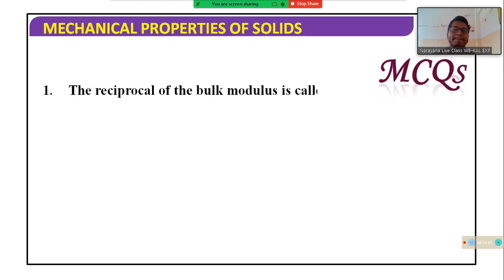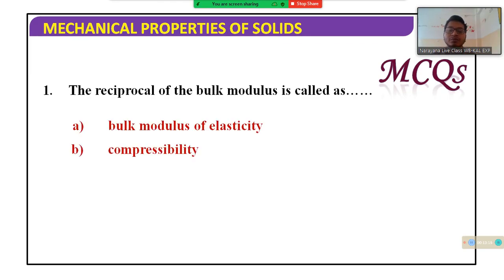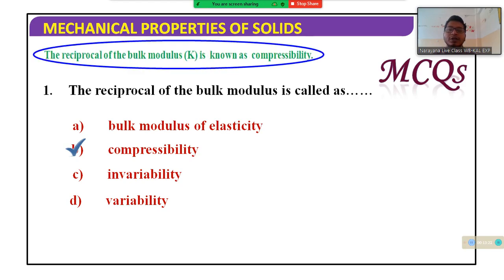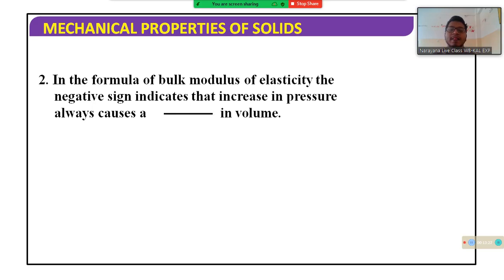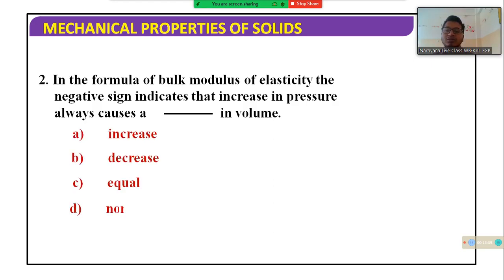MCQ. The reciprocal of bulk modulus is called as the compressibility. Next, in the formula of the bulk modulus of elasticity, the negative sign indicates that the increase in pressure always causes a dash in volume. A decrease. It will be decrease. Very good.